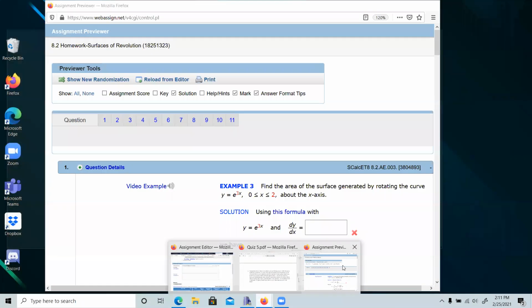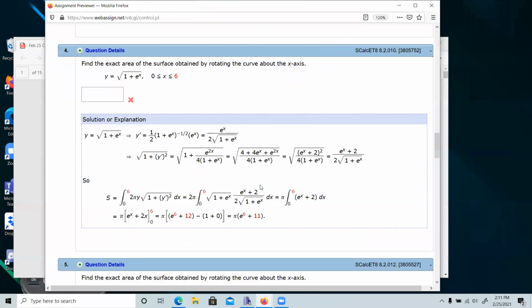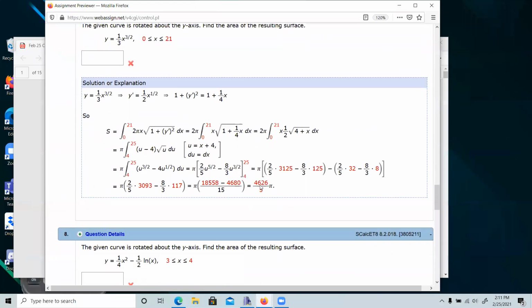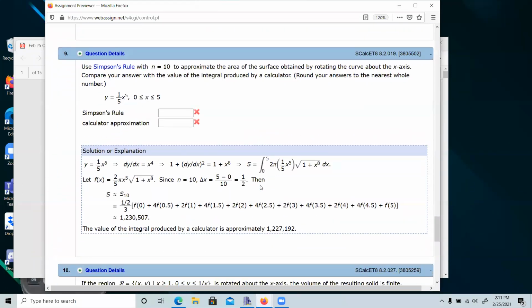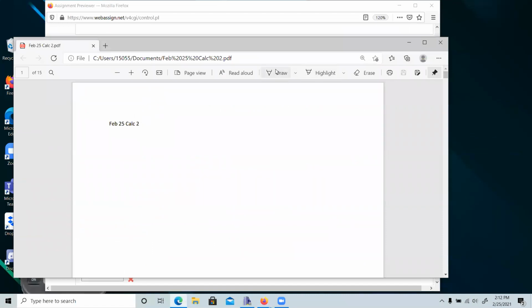So the first one I'd like to talk to you about is fairly straightforward. Actually, it's a classic. Everybody who has gone through Calc 2 has gone through problem number 10. It's a very famous problem called Gabriel's horn, and there's a reason why it's famous. We're going to have y equals 1 over x, and we're going to do two things: check the volume of revolution, and look at the surface area of revolution.